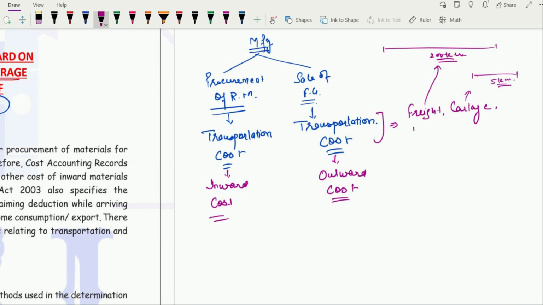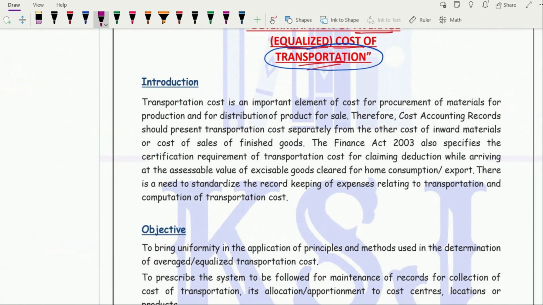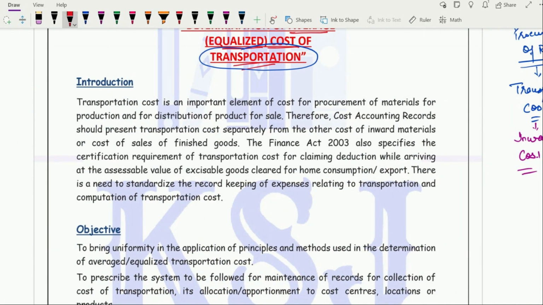Then other things, transit insurance cost is also there. So likewise, there are many other costs. Clear? So transportation cost is an important element of cost of the procurement of material for production and distribution of the product for the sale. So two important events are covered. One is the procurement of material, another one is the distribution for sale.